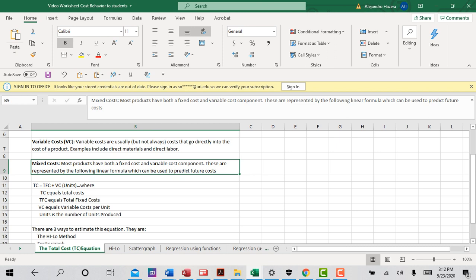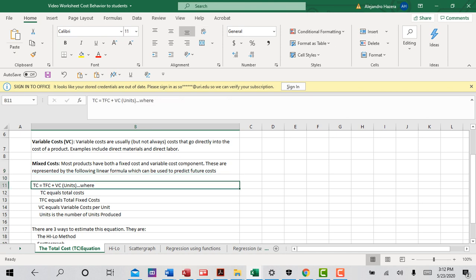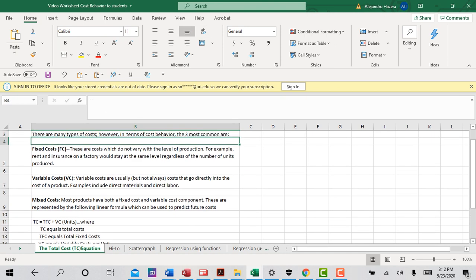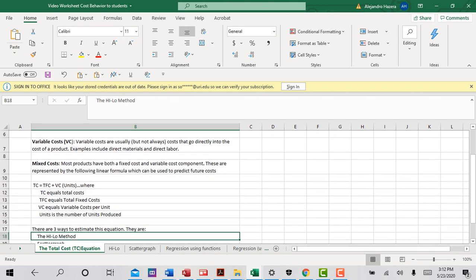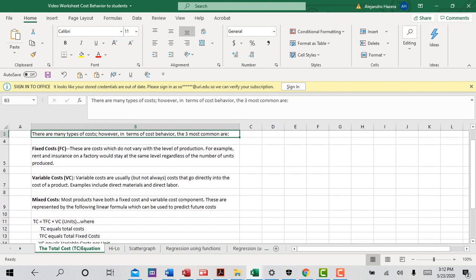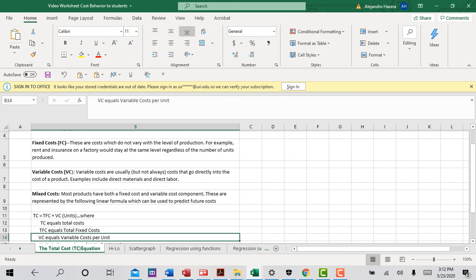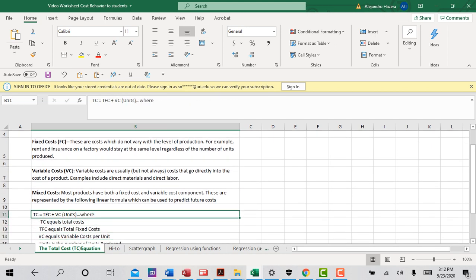So what we're going to be doing in all of these videos that I put together, there are going to be 2 of them, by the way, regarding cost behavior, is we're going to come up with an equation that looks like this. Total costs is equal to total fixed costs plus variable costs times the number of units produced. I'm going to specify this more. I'm going to put a little asterisk, which means times, it's a product.